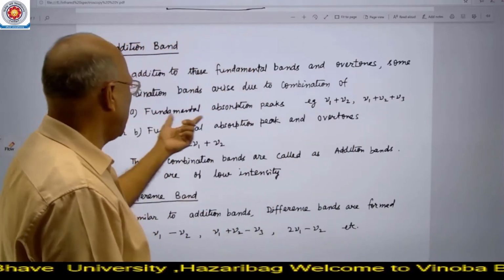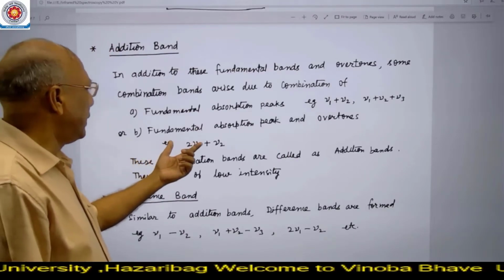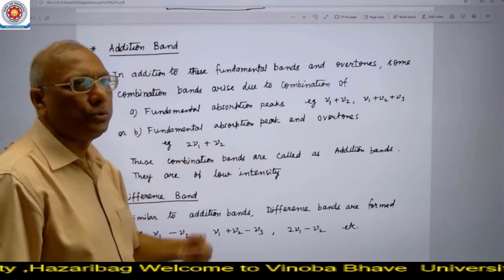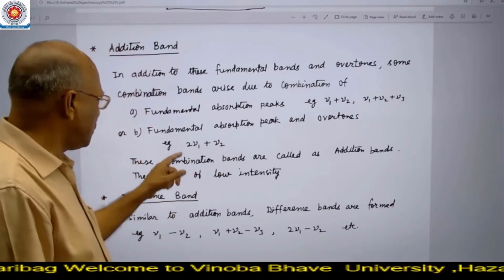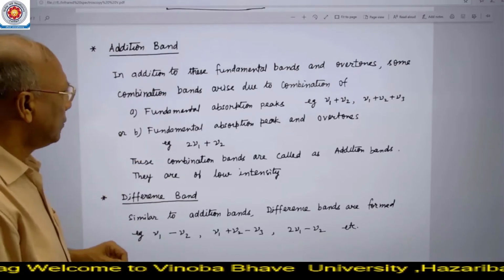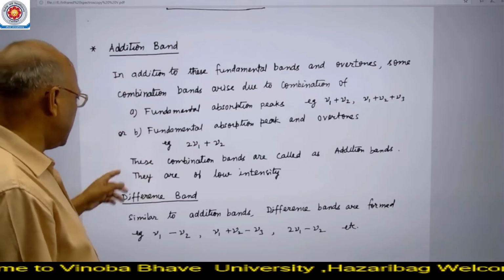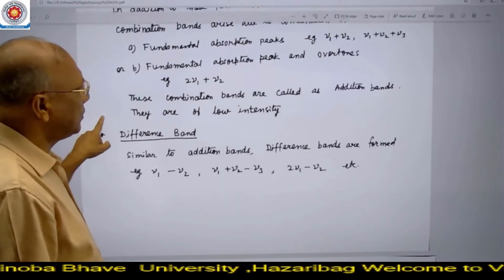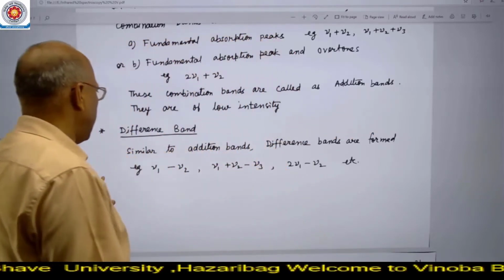So this is one type of combination. Another type of combination will be like fundamental absorption peak and overtone, like 2 nu1 plus nu2. So this nu2 is the fundamental, but this 2 nu1 is the overtone. When these two combine, they give another type of band, and these are called combination bands, also called addition bands.